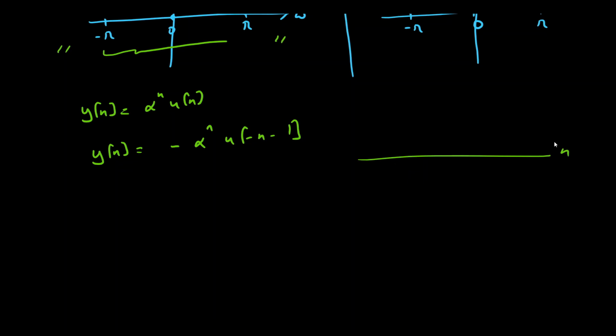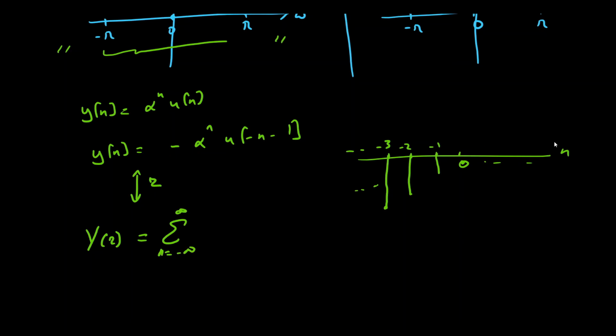This means that for 0 and onwards, the values are 0, but for minus 1, minus 2, minus 3 and onwards, the values are actually decreasing. So we are interested in finding the z transform of this function. So y of z is the summation n from minus infinity to infinity of the signal y of n, that is, we have minus alpha to the n u of minus n minus 1, and then z to the minus n.